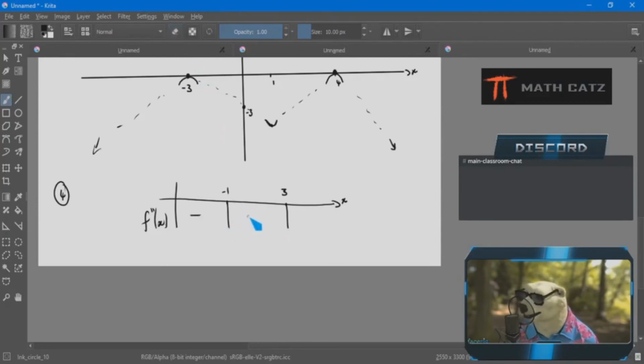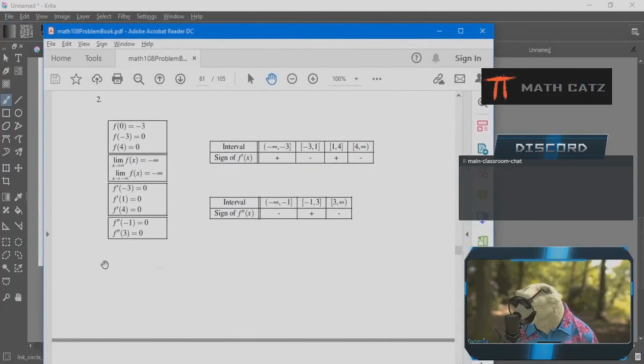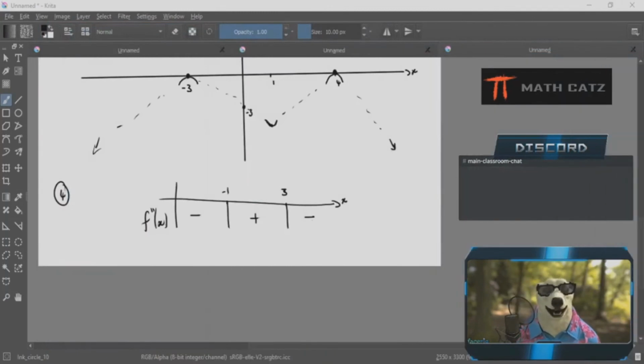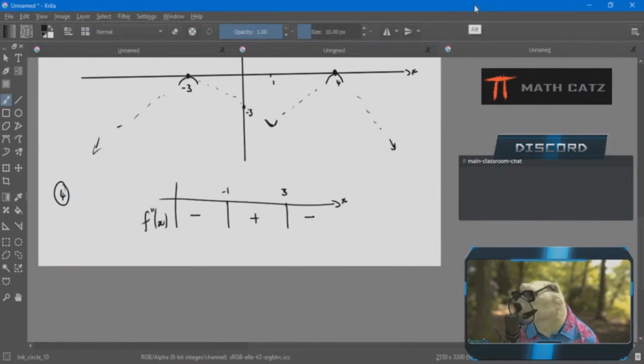Then I have a negative, a positive, a negative. And they tell me that second derivative values, -1 and 3, they're both 0, which for a polynomial, they would be. If the first derivative is 0 in a polynomial, the second derivative is going to be as well. And I'm thinking polynomial, definitely. So I'm concave down, concave up, concave down.